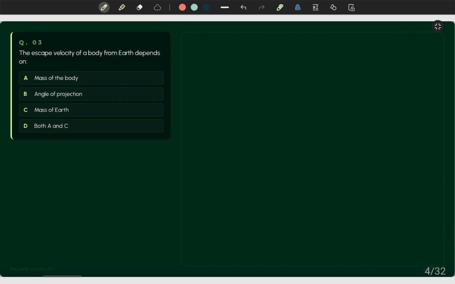Question number 3. The escape velocity of a body from Earth depends on mass of the body, angle of projection, mass of the Earth, both A and C. So for this, we will consider the formula for escape velocity. This is given by v_e is equal to root under 2GM by r. So as you can see, mass of the body is not available in the formula, angle of projection is not available in the formula, but mass of the earth, M, is available, so that means it depends on the mass of the earth.